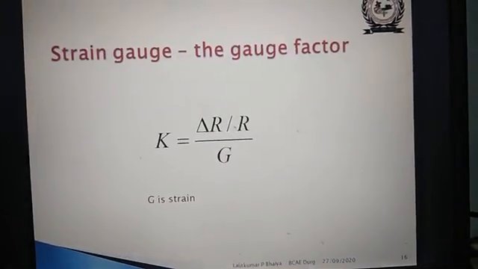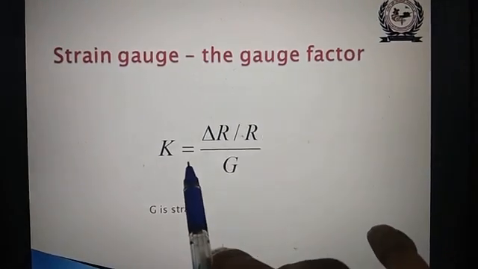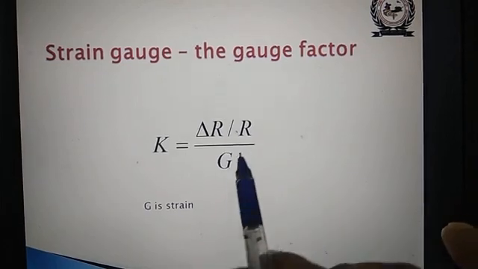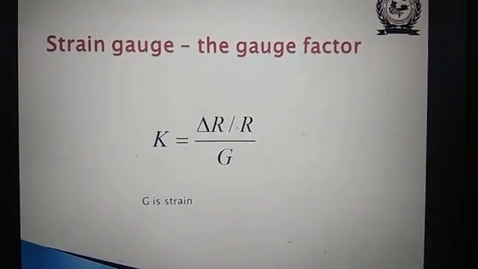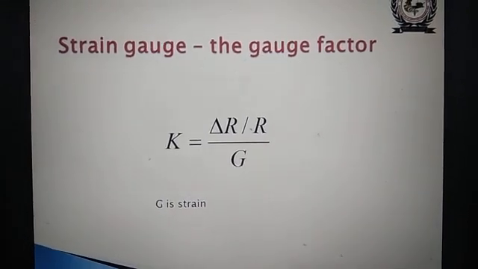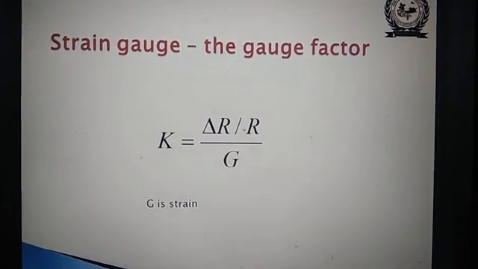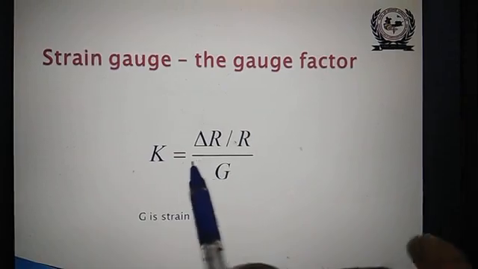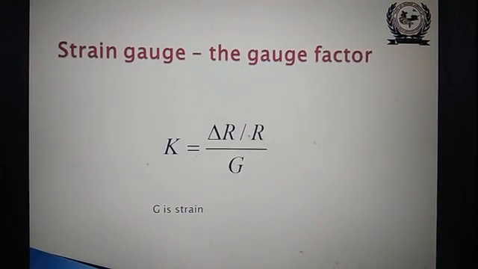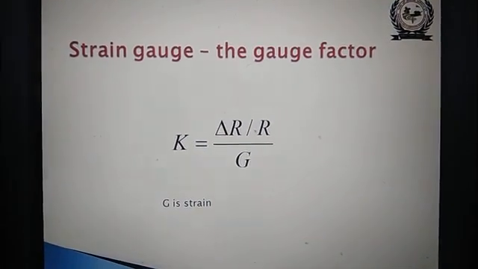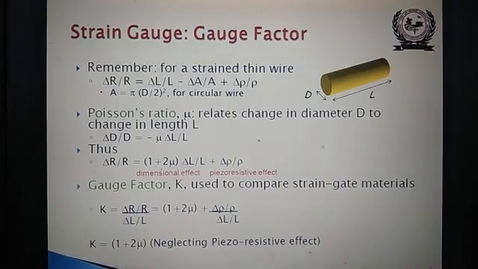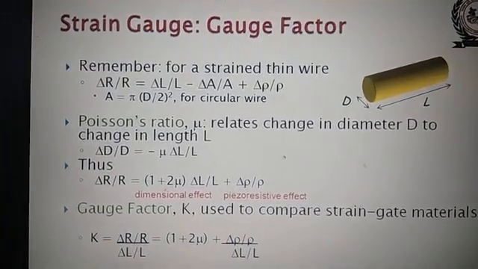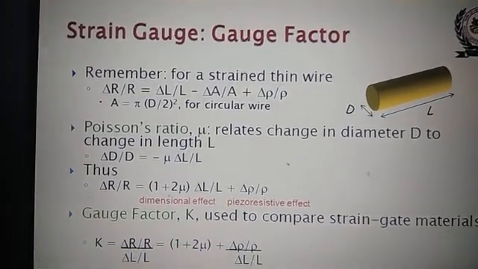So delta L upon L is strain. So you can write K is equal to delta R upon R into G, where G is the strain. Somewhere epsilon may be used for the strain. So K is equal to delta R upon R into G is the formula for the strain gauge, where G is the strain and K is the strain gauge factor.